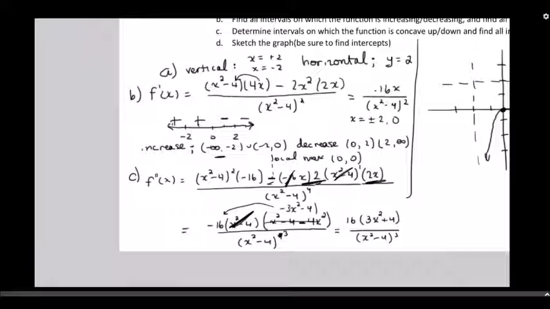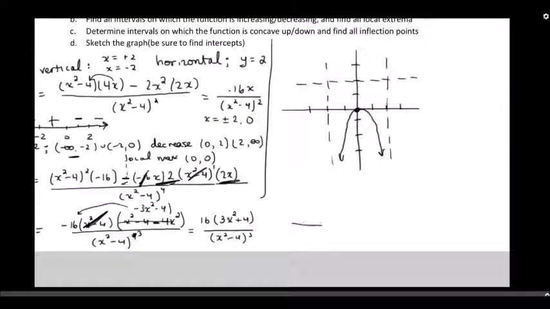But we can also check to see where it's undefined. And right here, the denominator of a rational function is where we would have undefined values. So x squared minus 4 is going to equal 0 when x is positive and negative 2. So if we do a test for concavity, negative 2, positive 2, and then choose test points, negative 3, for example, is a test point.